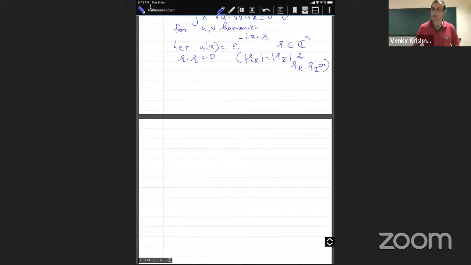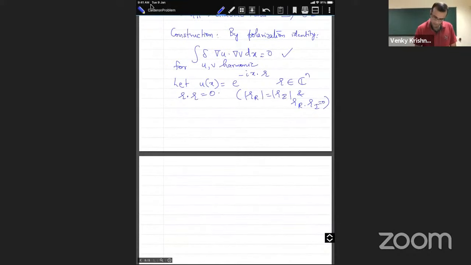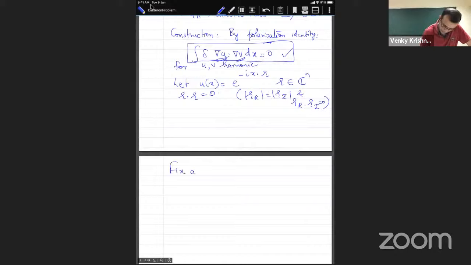Okay, so now as I told you, what Calderon did is to actually recover the Fourier transform, right? So what we do is we just substitute a suitable u and v into this particular equation. Okay, so what are the solutions u and v that Calderon takes? You fix a real vector c in Rn.